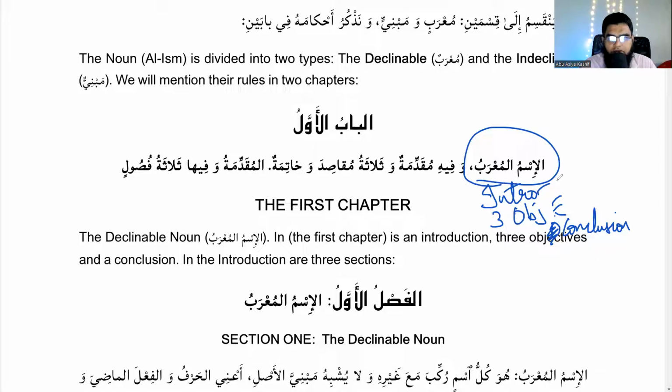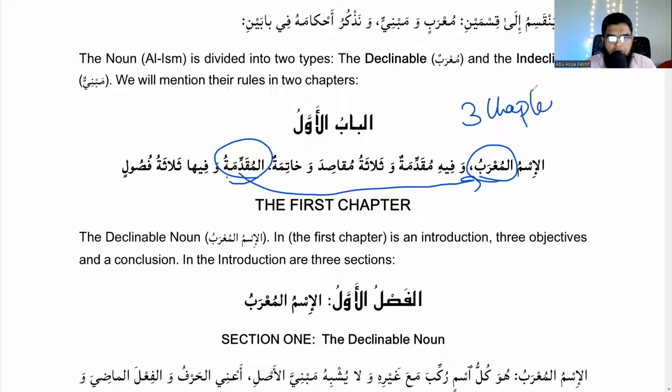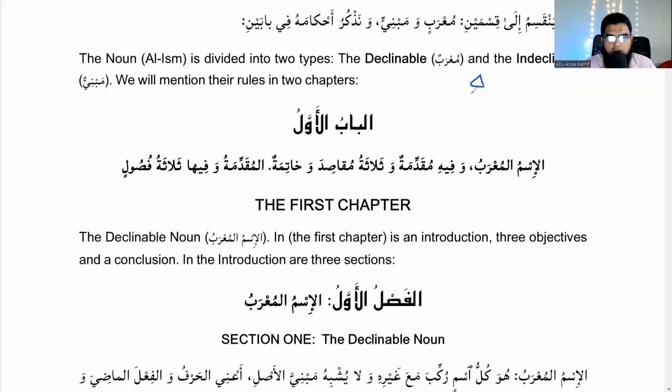So we'll have an intro, three sub chapters, objectives in it, wa khatima, and now the intro, he'll have three fusul, three chapters in the intro. So now we are in the intro, al-muqaddimah for mu'arab. You understand? For mu'arab, we have the muqaddimah. In this, there are three chapters. وَفِيهَا ثَلَاثَةُ فُصُولٍ.